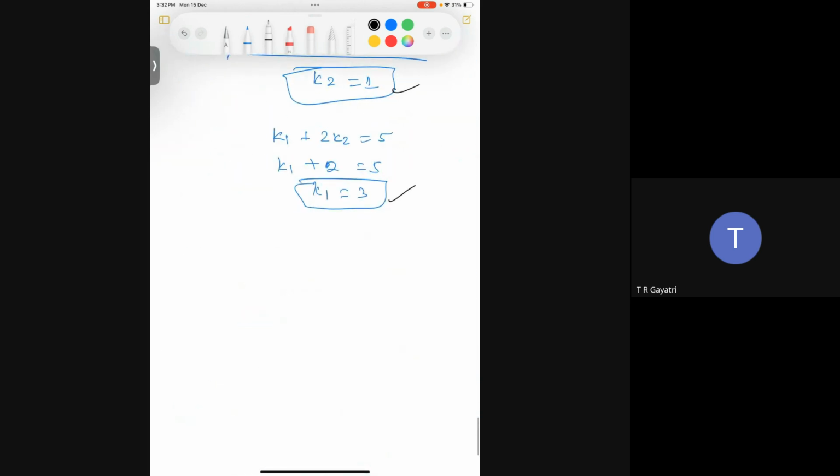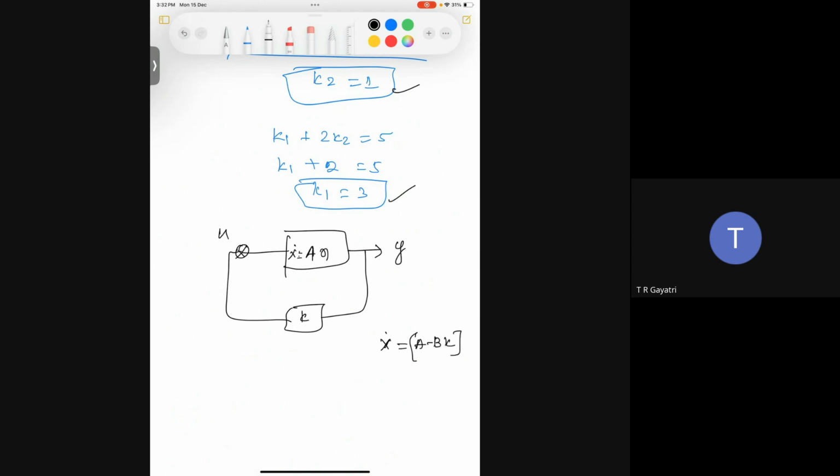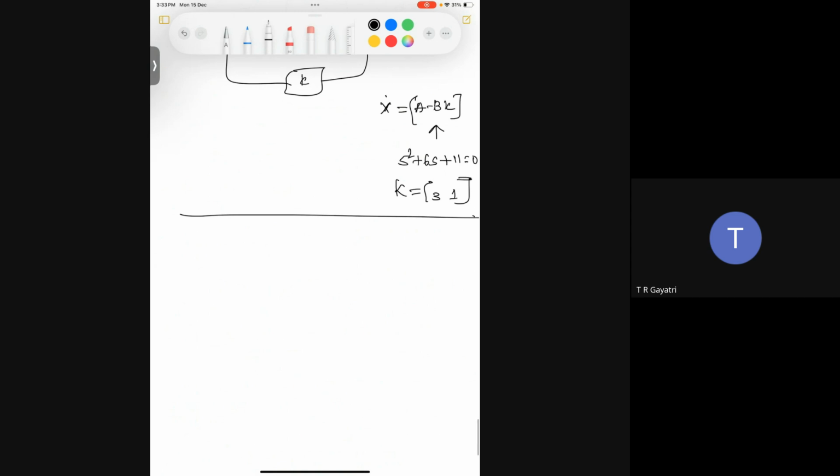So now we design. x dot equal to Ax was my original system, and I designed a K such that my closed loop system, that is x dot equal to A minus BK, has a pole location corresponding to the characteristic equation like this. For that, the K value I have chosen is 3 comma 1. So this is how we define the controller. Controller design in the sense we will find the gain of the controller. That's what the controller design is.